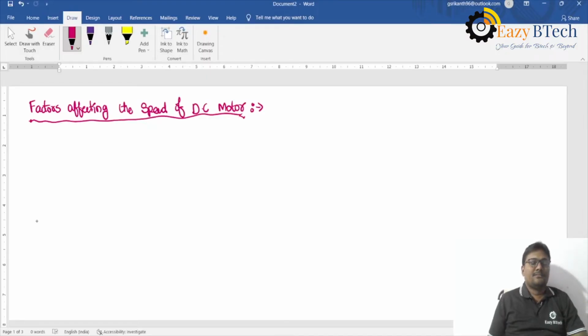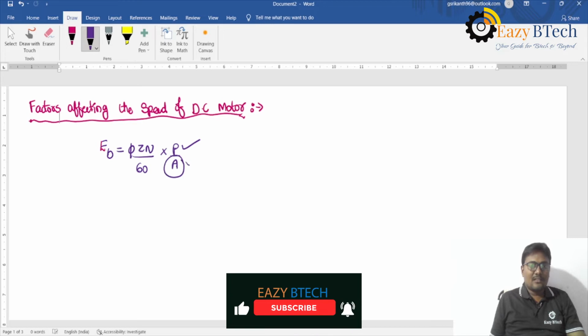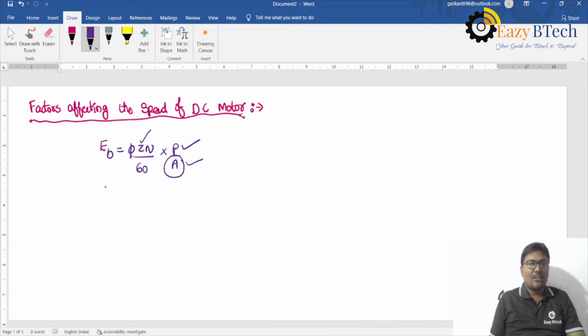In this lecture, I will explain factors affecting the speed of a DC motor. Generally, the back EMF equation of a DC motor is Eb = PφZN/(60A). Once the design is over, the number of poles is constant, the number of parallel paths is constant, the number of conductors Z is constant, and 60 is constant. We can say that Eb is directly proportional to Nφ.